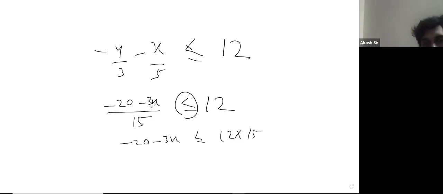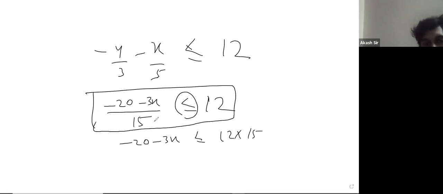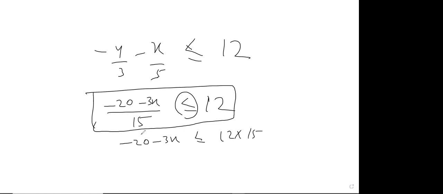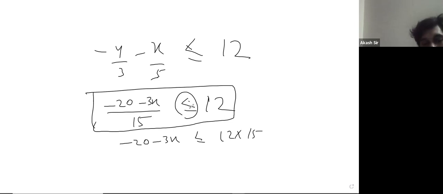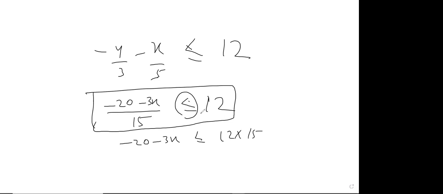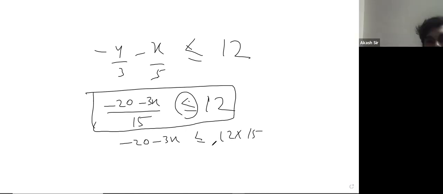What is this sign then called? Read this out. Whole inequation: minus 20 minus 3x by 15 is greater or equal to minus 12. Sorry, less than or equals to 12. Less than equals to. Yeah, right. Okay. Next step.